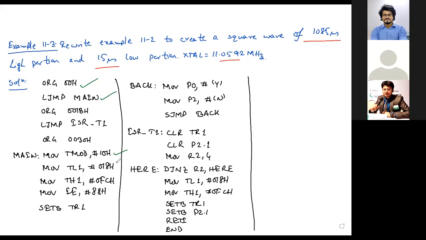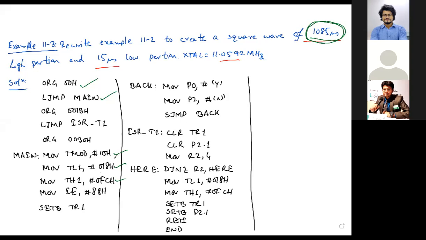Then we load the values 01 and 88H... these two numbers are based on this amount of delay. Again, this is something that we saw in our previous class. Also, we discussed it in detail in chapter 9, so I will not discuss that again. But for this amount of delay, the values which are to be loaded in timer 1 for mode 1 are these.